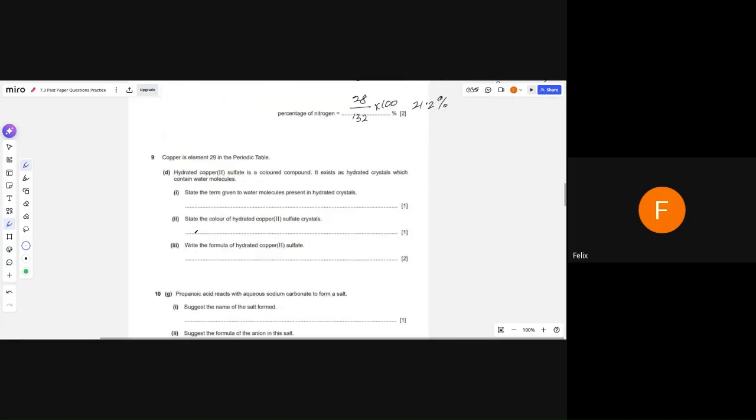So copper is element 29 in the periodic table. Hydrated copper(II) sulfate is a colored compound. It exists as hydrated crystals which contain water molecules. So state the term given to the water molecules present in hydrated crystals: water of crystallization, right? So you shouldn't write here hydrated salt, or something else. It is water of crystallization.